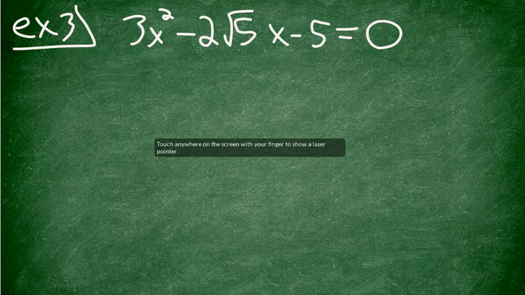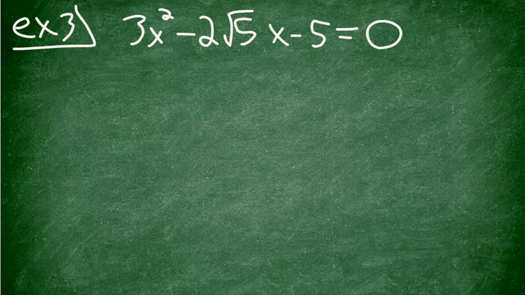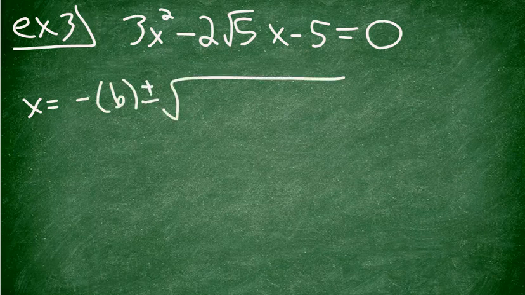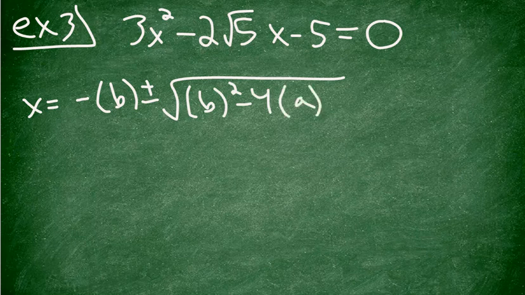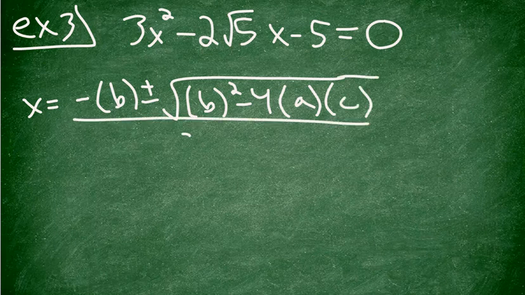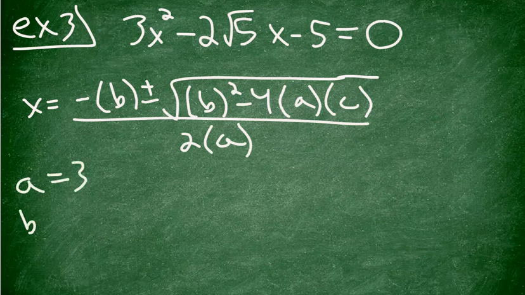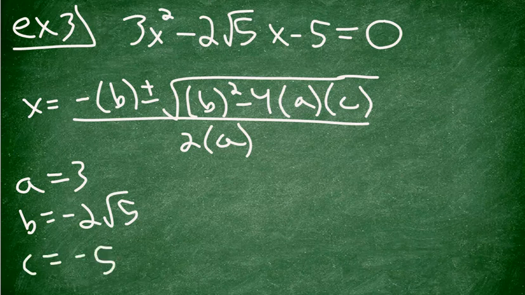So I can go through and use grouping: two numbers that multiply to negative 15 and add to negative 2 root 5. Or, since I know the quadratic formula, which again I'll write here, that might be a good tool to use in this case, just because root 5s are a little bit harder to think in terms of. So negative b plus or minus square root of b squared minus 4ac all over 2a. Here my a is 3, my b is negative 2 root 5, and my c is negative 5.